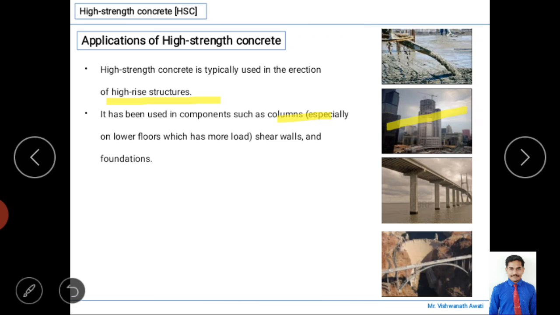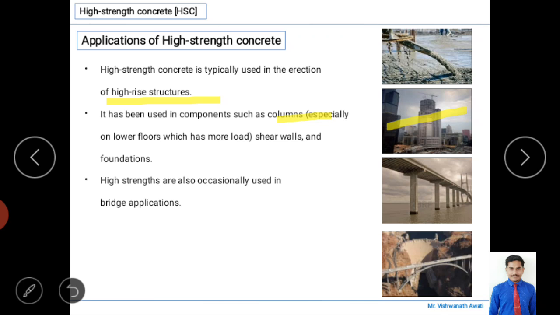for lower floors. If you take the size of the column in a lower floor, it is bigger and carries more load. Why is it bigger? Because it carries more load. If you take the ground floor, it has the load of the first floor, second floor and third floor if it is a three-floor building. If you take the first floor, it carries only the load of the second and third floors. If you take the second floor, it carries the load of the third floor. So as you go down toward the ground floor, it carries more load. Mainly for columns in lower floors, they use high strength concrete.